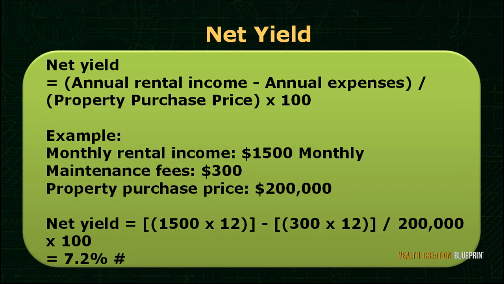Now let's move on to net yield. Net yield is calculated as follows. Net yield equals annual rental income minus annual expenses divided by property purchase price times 100. For example, the monthly rental income is $1,500. Monthly maintenance fees, $300. Property purchase is $200,000. Net yield equals $1,500 times 12 minus 300 times 12 divided by 200,000 times 100 equals a 7.2% yield.